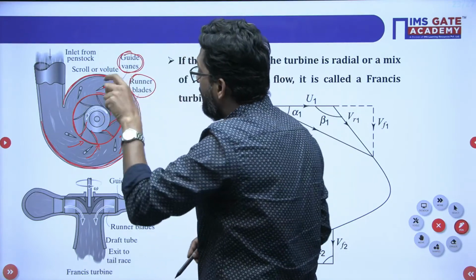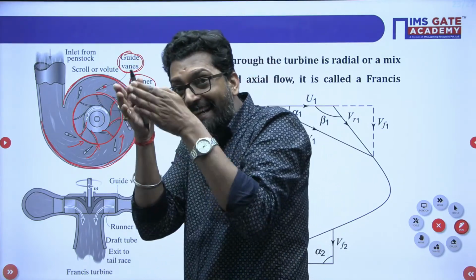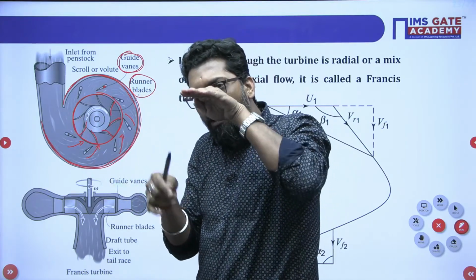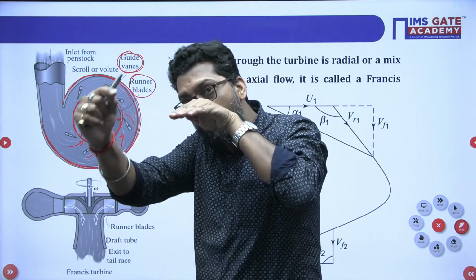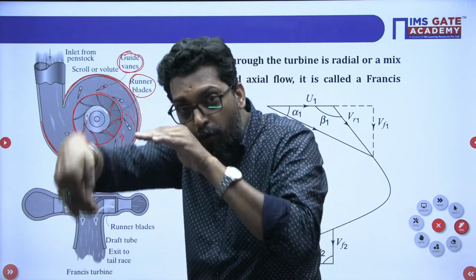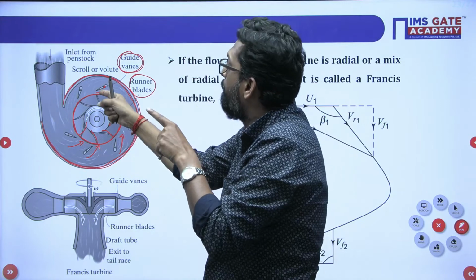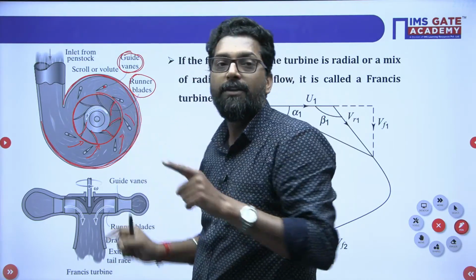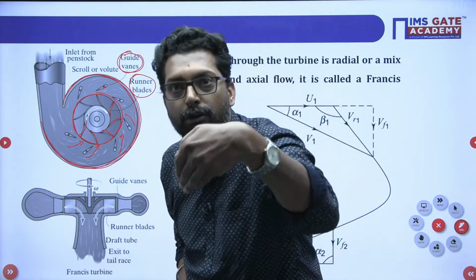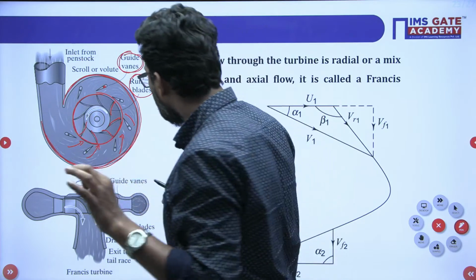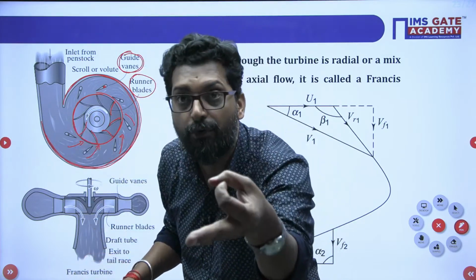The purpose of the guide vane is that there should not be any jerk. So the exit angle of the guide vane should match the angle of the runner blade, so that there is a smooth departure from the guide blade to the entry of the runner blade. It also provides the direction of the flow, and also controls the flow.